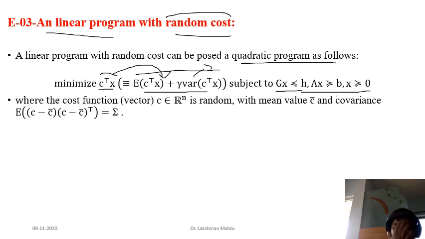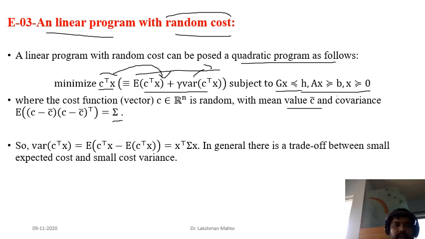That means here, the variance of C transpose X happens to be a quantity in nature. So that's the way this problem becomes a quadratic problem. So that transformation I will talk about here. The cost function or cost vector, simply you can call it C, is random in nature with expectation C bar and covariance matrix sigma.